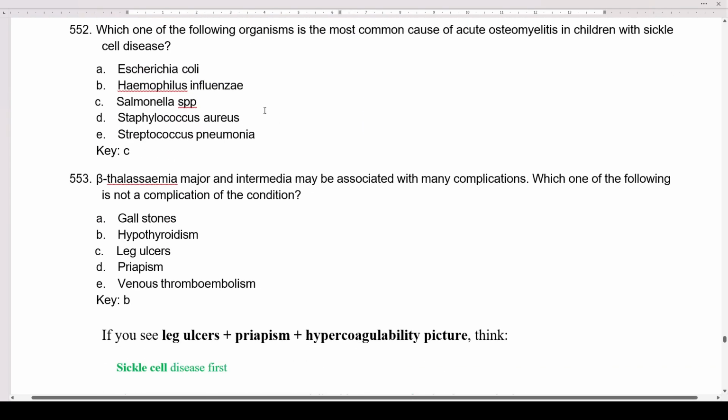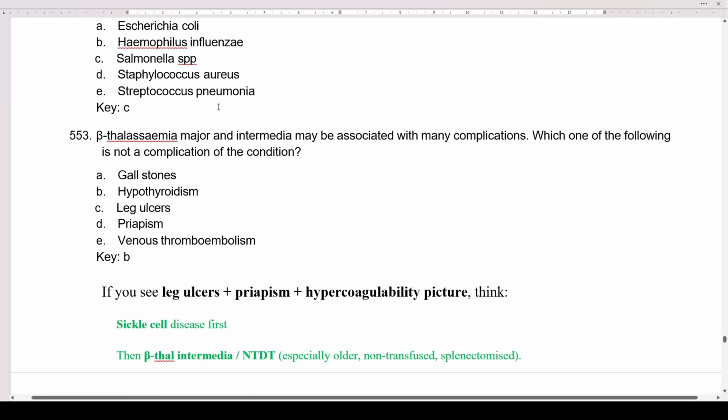Next is, which of the following organisms is the most common cause of osteomyelitis in children with sickle cell disease? So with sickle cell disease, the causative organism of acute osteomyelitis is Salmonella species. Overall, in the general population, Staphylococcus aureus is the one causing osteomyelitis. If there is no sickle cell anemia, then this option would be correct. But if it is sickle cell anemia, then you have to select option C, Salmonella.